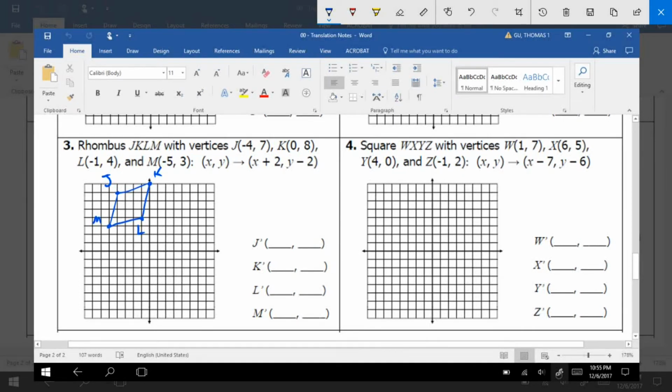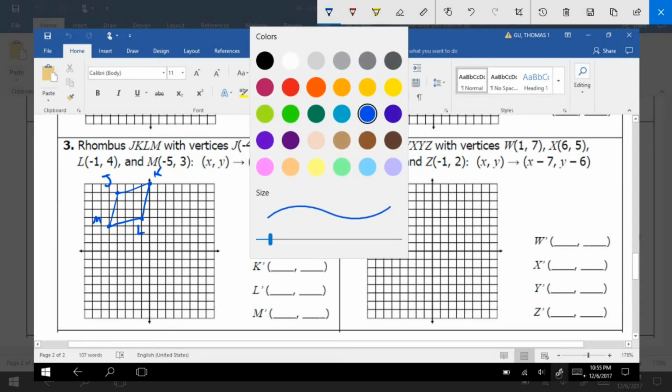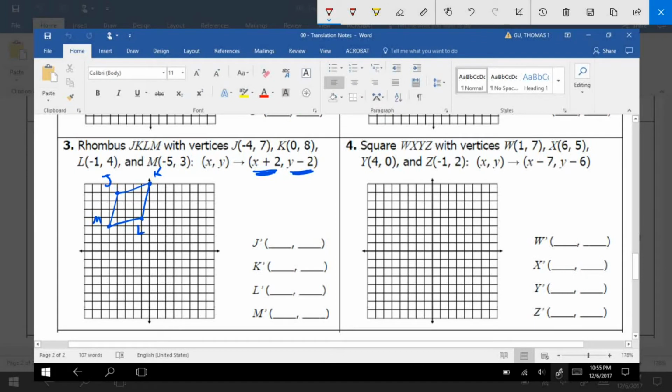Perfect. There it is. It's actually not a diamond, it's a rhombus. Anyways, so this is my rhombus. This is my pre-image. Now let's see what we're going to do. They want us to go x plus 2 and y minus 2. So on all the values, I'm going to add 2 to all the x's and subtract 2 for all the y's. So originally J was at -4, 7.